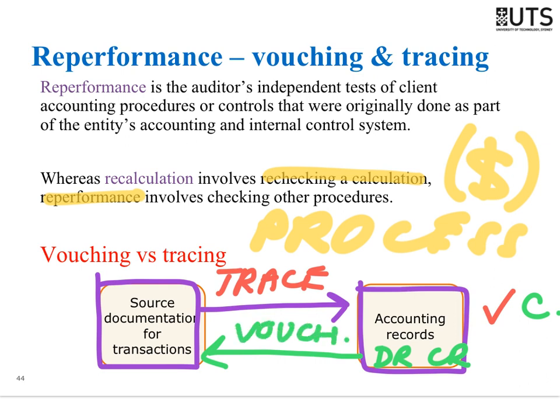Now, listen to me very carefully. If you're starting at the journal and you are vouching it back to the supporting documentation to make sure that it was real, what assertion are you testing? Existence if it's an asset or a liability. What else? Occurrence if it's a transaction, absolutely. So again, I'm trying to show you that each of these procedures is linked to the assertions. You need to practice, but well done. So tracing is going forward, vouching is going backwards.